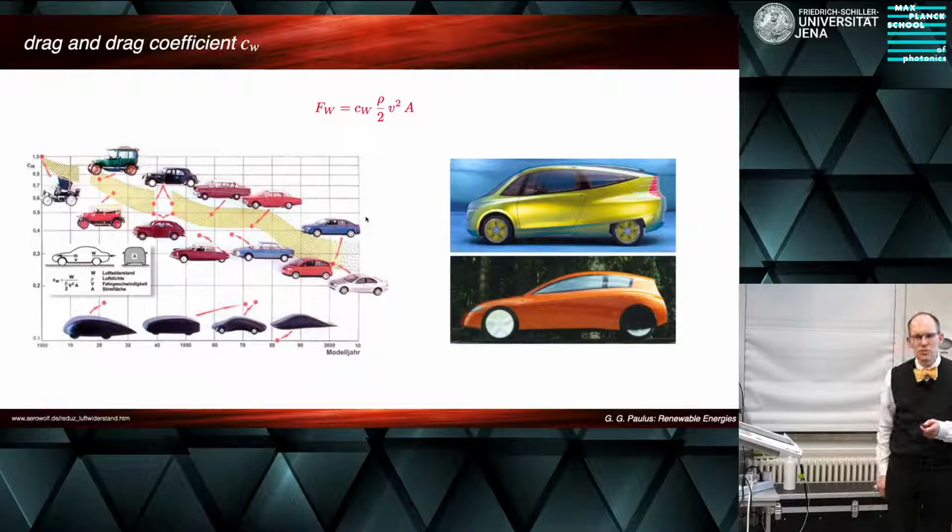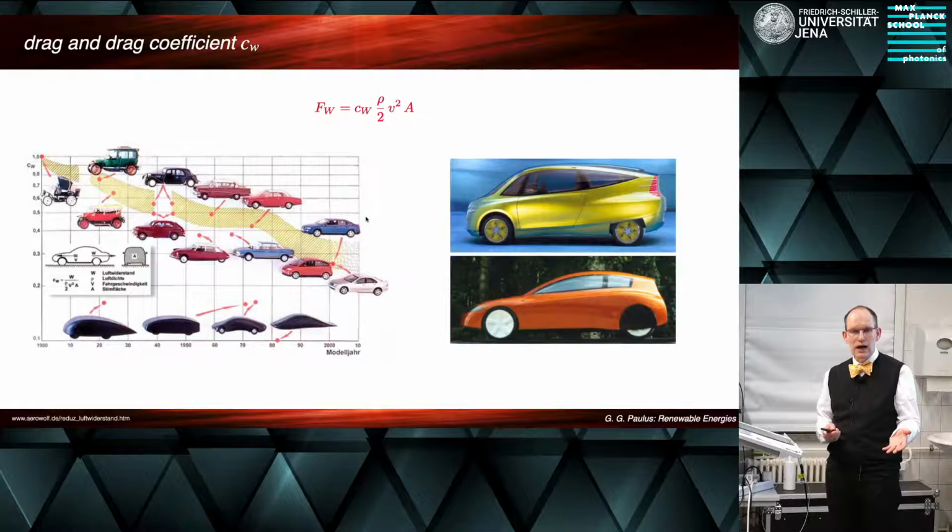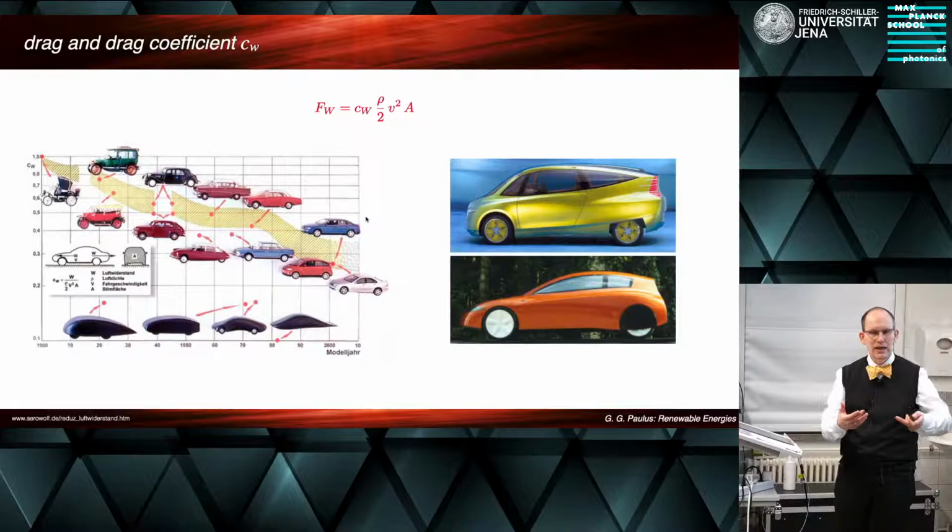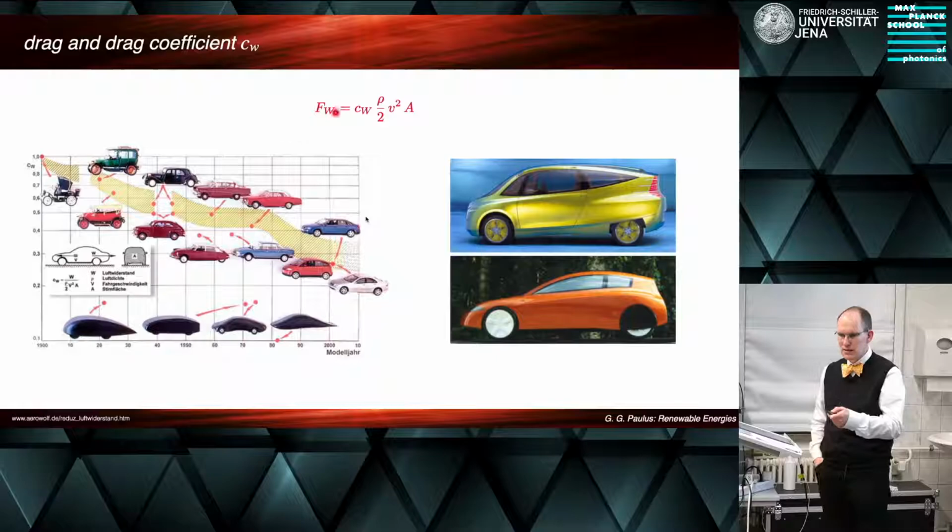This value is, of course, important for a car because if you want to calculate the force, so the air resistance, the force that the air exerts on the car, then you find the following formula that's actually shown here. It depends on the car speed, so on the relative speed between car and air, with the square of the velocity. And here you find the cross section of the car.